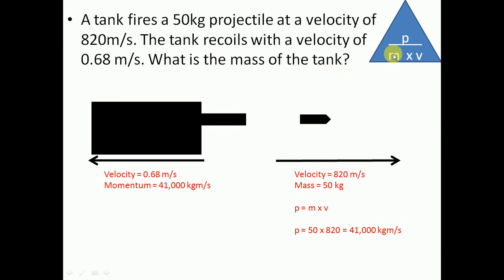So our momentum is 41,000 and our velocity is 0.68. Put that into a calculator, and the answer we get is 60,294 kilograms, which sounds reasonable for a tank. 60 metric tons is probably about right for a tank that's shooting a projectile of that sort of mass. So there we have it. There is our final answer for the mass of the tank.